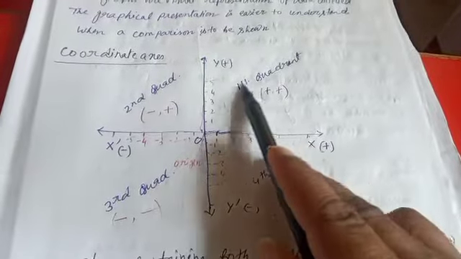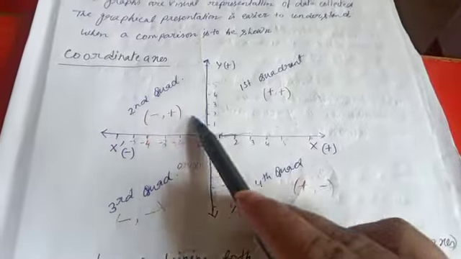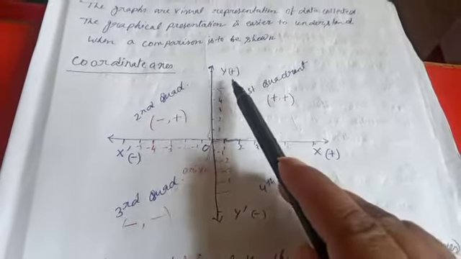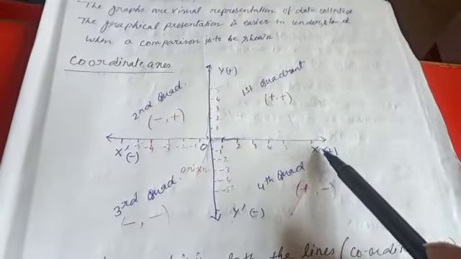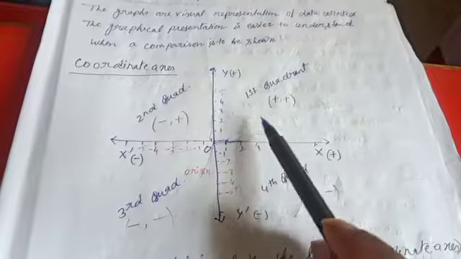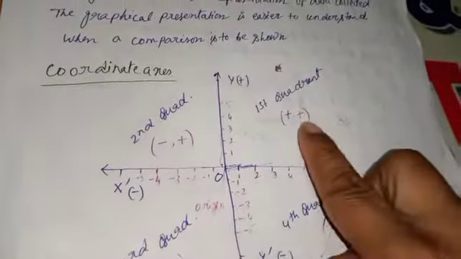See, this part, this quadrant, this all part, you can see there are 4 parts. Each of the part is called quadrant. This is called first quadrant. You can see here y also positive, x is also positive. Means both the values x and y plus.